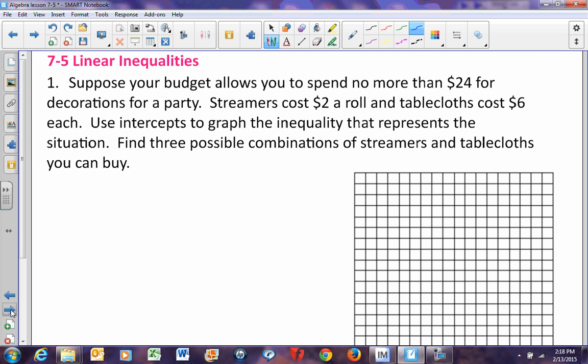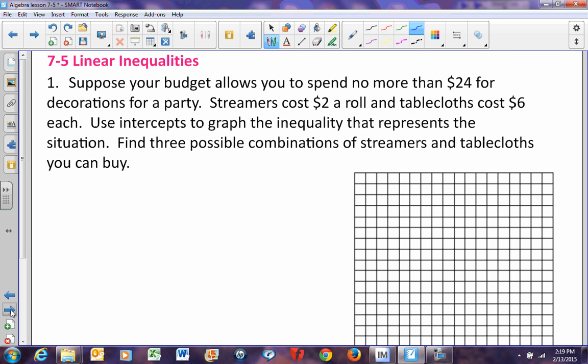Alright, suppose your budget allows you to spend no more than $24 for decorations for a party. Streamers cost $2 a roll, and tablecloths cost $6 each. Use intercepts to graph the inequality that represents the situation and find 3 possible combinations of streamers and tablecloths to provide. So there are no equations here, but we need to write some equations.